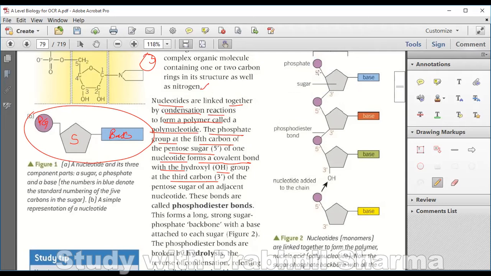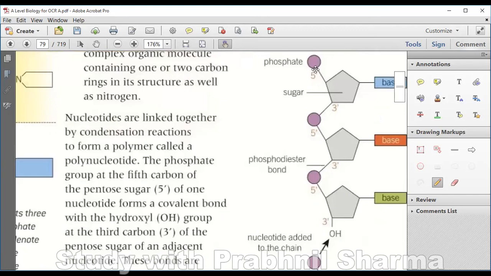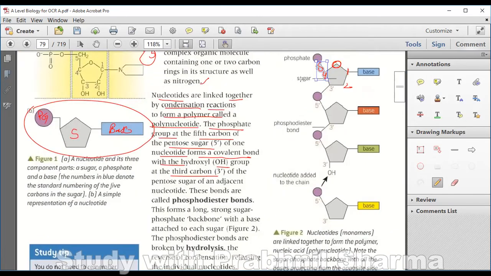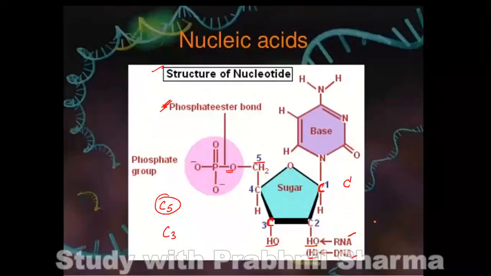Okay. So if you see this one, this is oxygen. 1, 2, 3. This is 4, and this is fifth carbon. On this fifth carbon, we have phosphate group. Now, in this case, this third carbon, there we have carbon also. If you see this third carbon OH is attached with the fifth. Is that clear? See this.